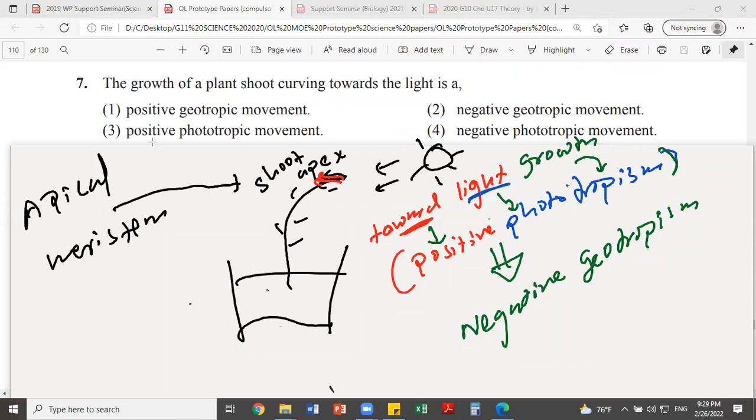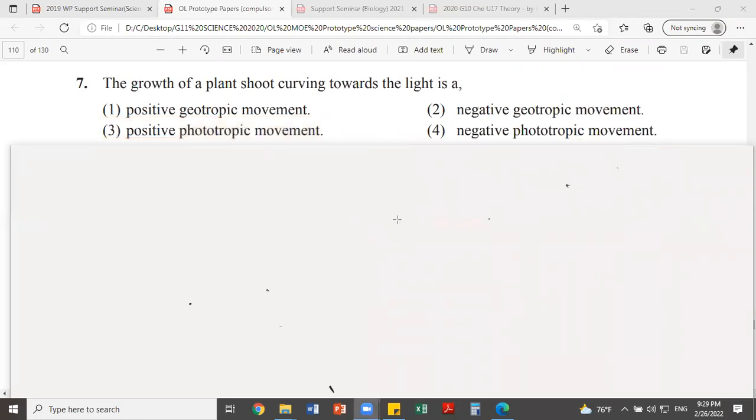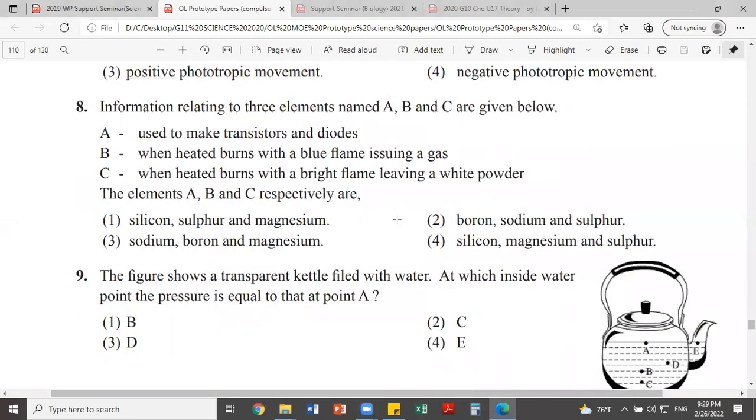Please raise your hand those who got the third answer before me. Right, very good, excellent. Remember, not just to give the answer, you should understand. Okay, next one, number 8.